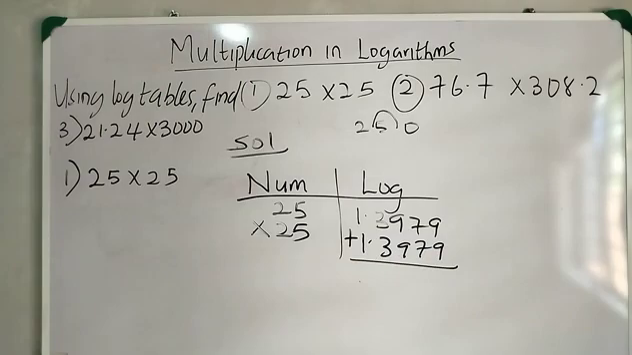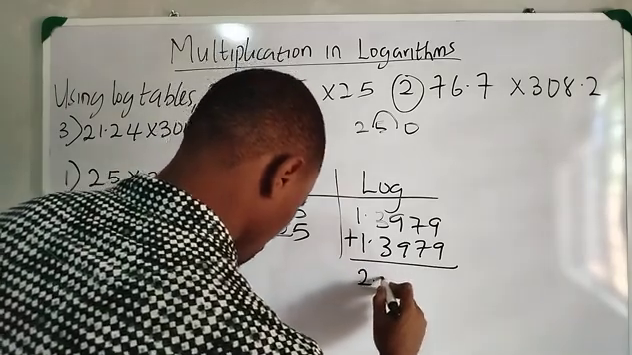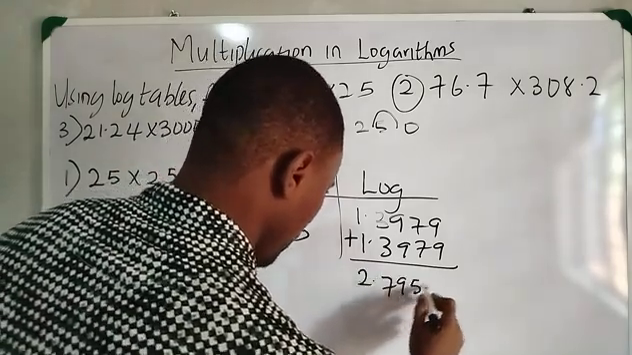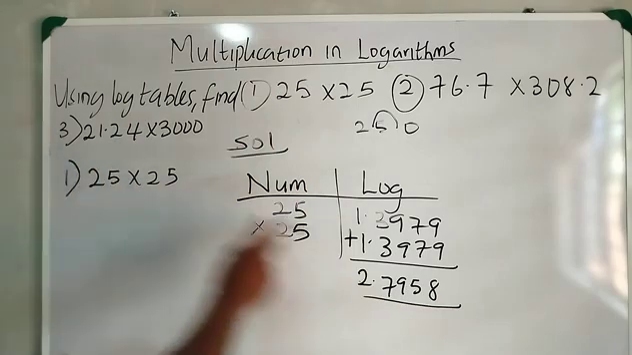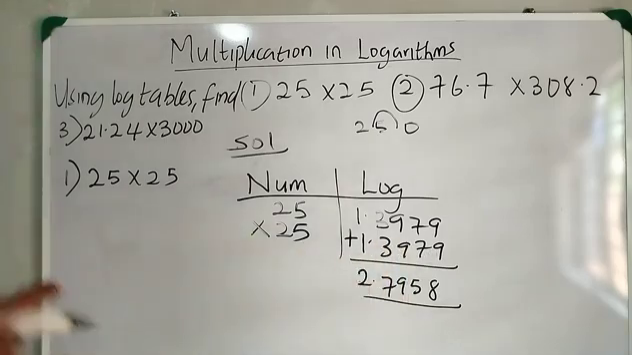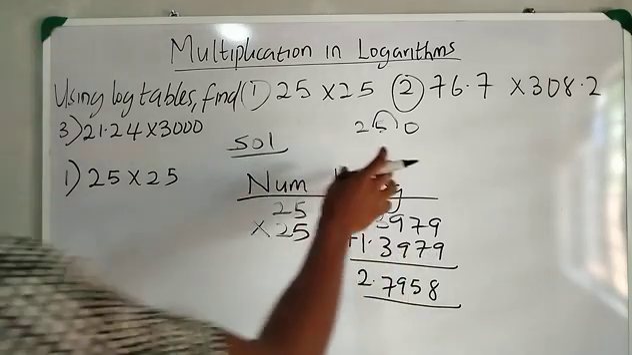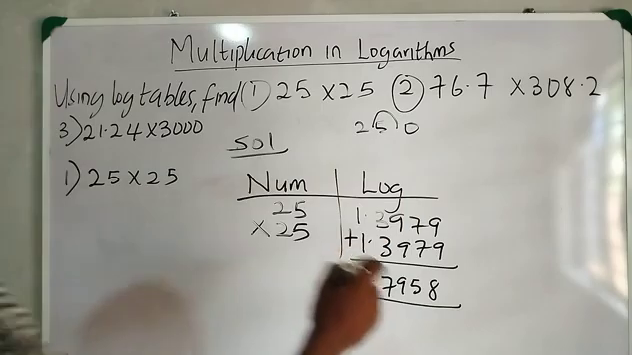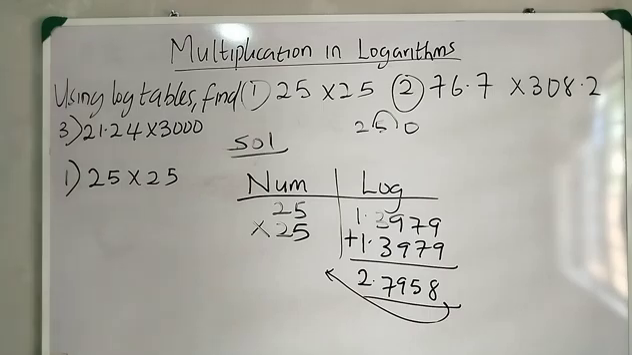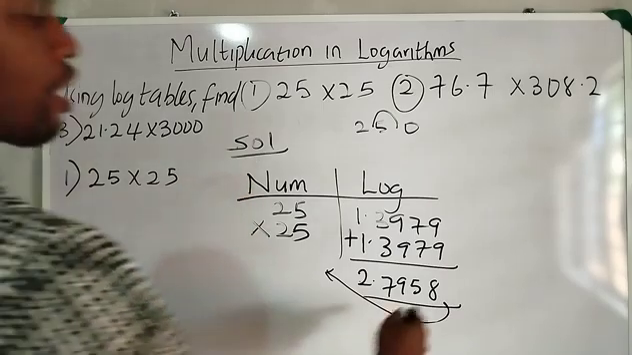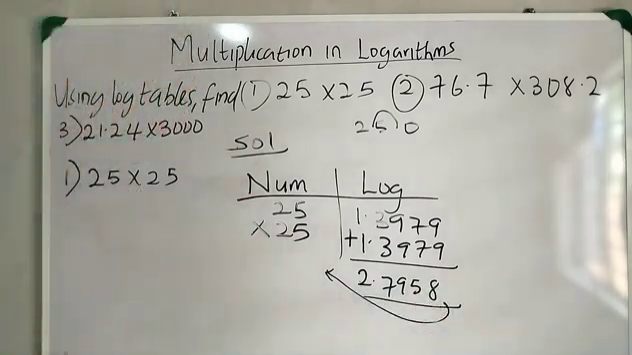Alright? Now, what do we do? I add those two numbers up. Adding these two numbers up gives me 2.7958. So this is your answer, 2.7958. But your answer is still in the form of a logarithm. We need to convert our final answer to a normal number, because the question was given to you as a number. We don't need our final answer to be a logarithm. So how do we convert from logarithms back to a number?